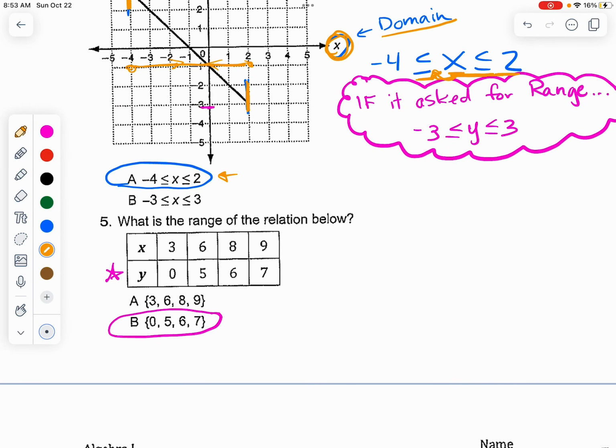On number 5, it asks us for the range, and our range is the y values. So obviously B is the set of the range with 0, 5, 6, and 7.